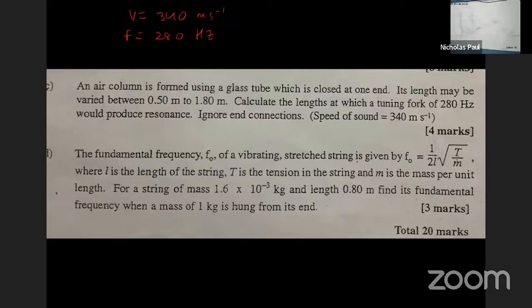What you can easily find here: if you have V and F, the wavelength, right? So the wavelength is V over F, which is 340 over 280. How much is that? Right, nice, Shivani. 1.21. Okay, good. So we can easily find the wavelength, 1.21 meters.